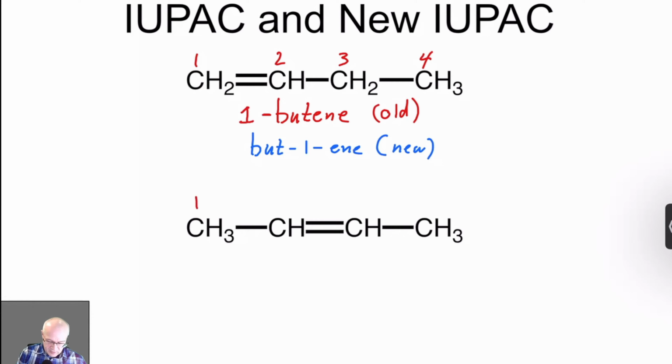Let's do this one. 1, 2, 3, 4. 1, 2, 3, 4. So this particular one, no matter which way you number it, you're always going to get the number 2. So from the red numbers, from carbon 2 to carbon 3 is your double bond, so it will be 2. From the purple numbers, again, carbon 2 to 3. So the purple numbers and the red numbers give you the same value for the carbon that starts the double bond. So it doesn't matter which one you pick. I'll pick the red. The old way, 2-butene. The new way, but-2-ene.